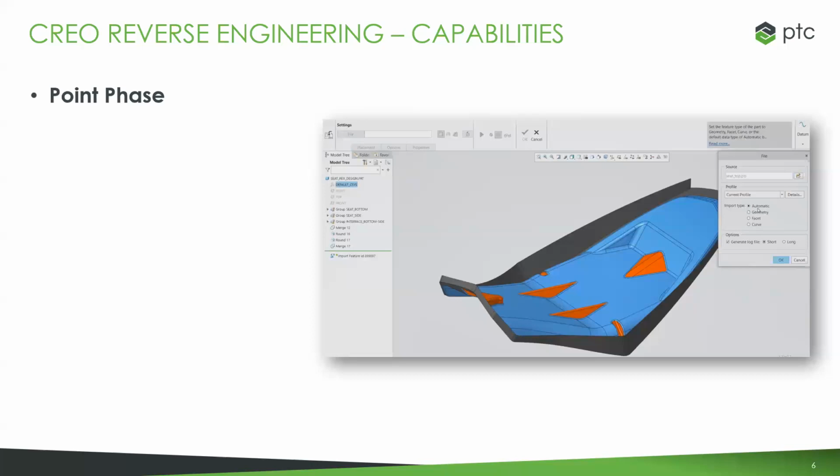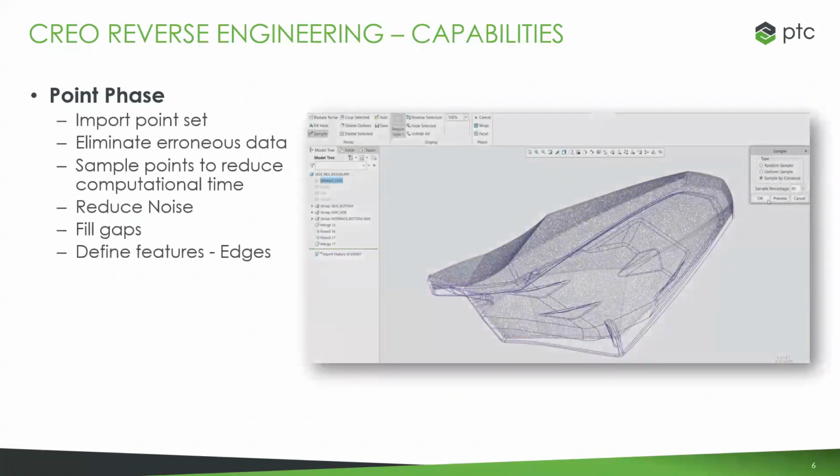Step one is going to be the point phase. Anytime that we want to bring in that data, we have to be able to get it into Creo. There are a lot of different options that we're going to have here. So we're starting with that point set data and bringing it into Creo. And once you have it in, you have the ability to go through and clean it up, get rid of inaccurate data. You can also reduce the number of sample points to speed up the computation time. And in general, fixing up any areas that may or may not have been scanned in perfectly.